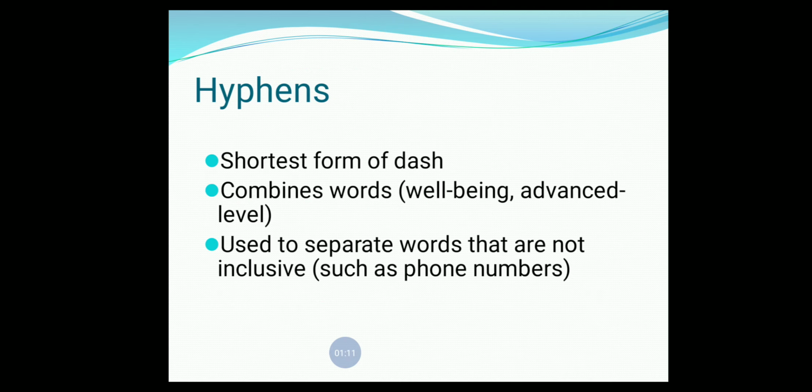Going with the first one, that is the hyphen. As we saw, it's the shortest form of dash. Ideally the hyphen is used for combining words such as well-being or advanced-level. Usually these are used to join words that are not inclusive. You can also use a hyphen in phone numbers, wherein you have the country codes included. So these are where the hyphens come into play.